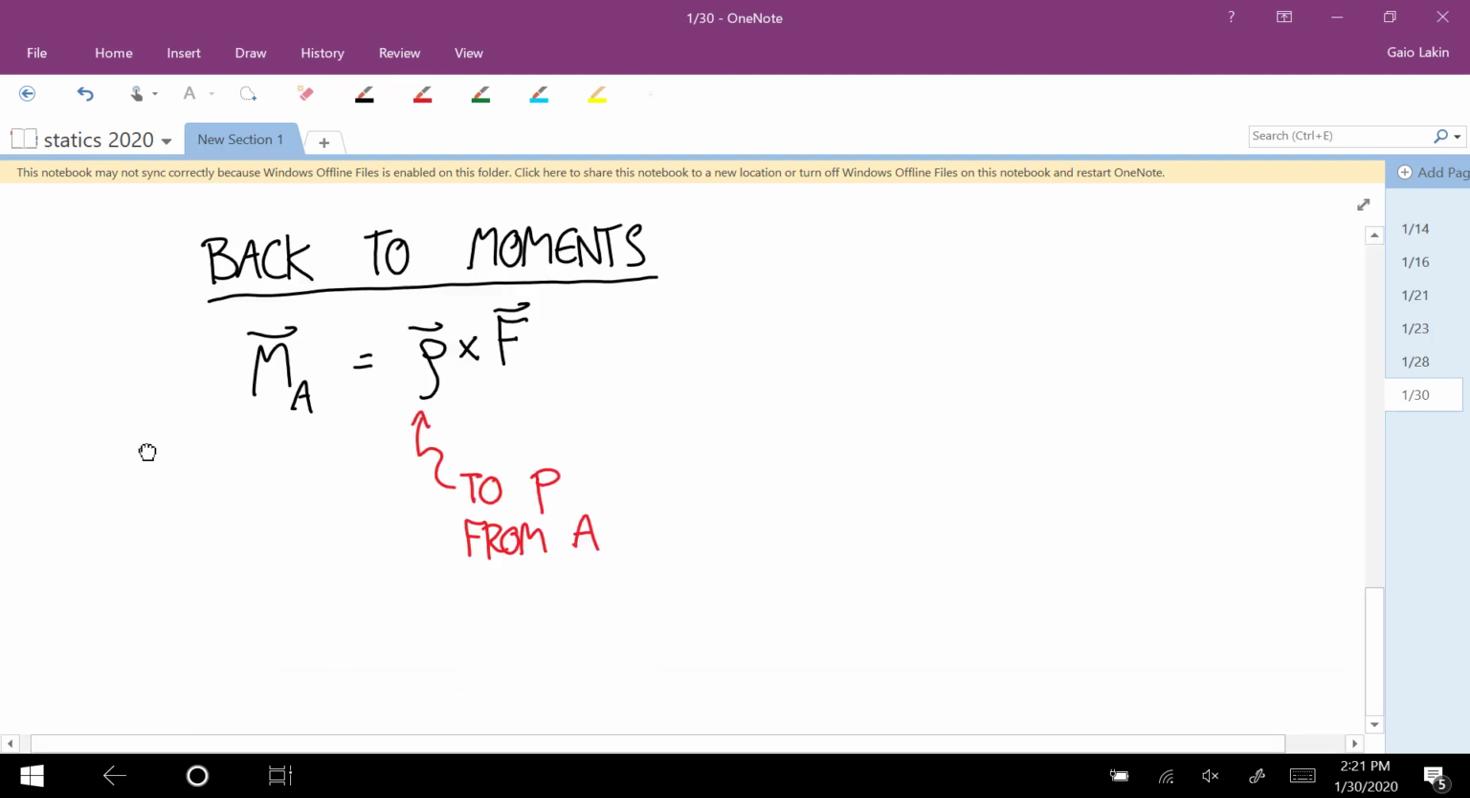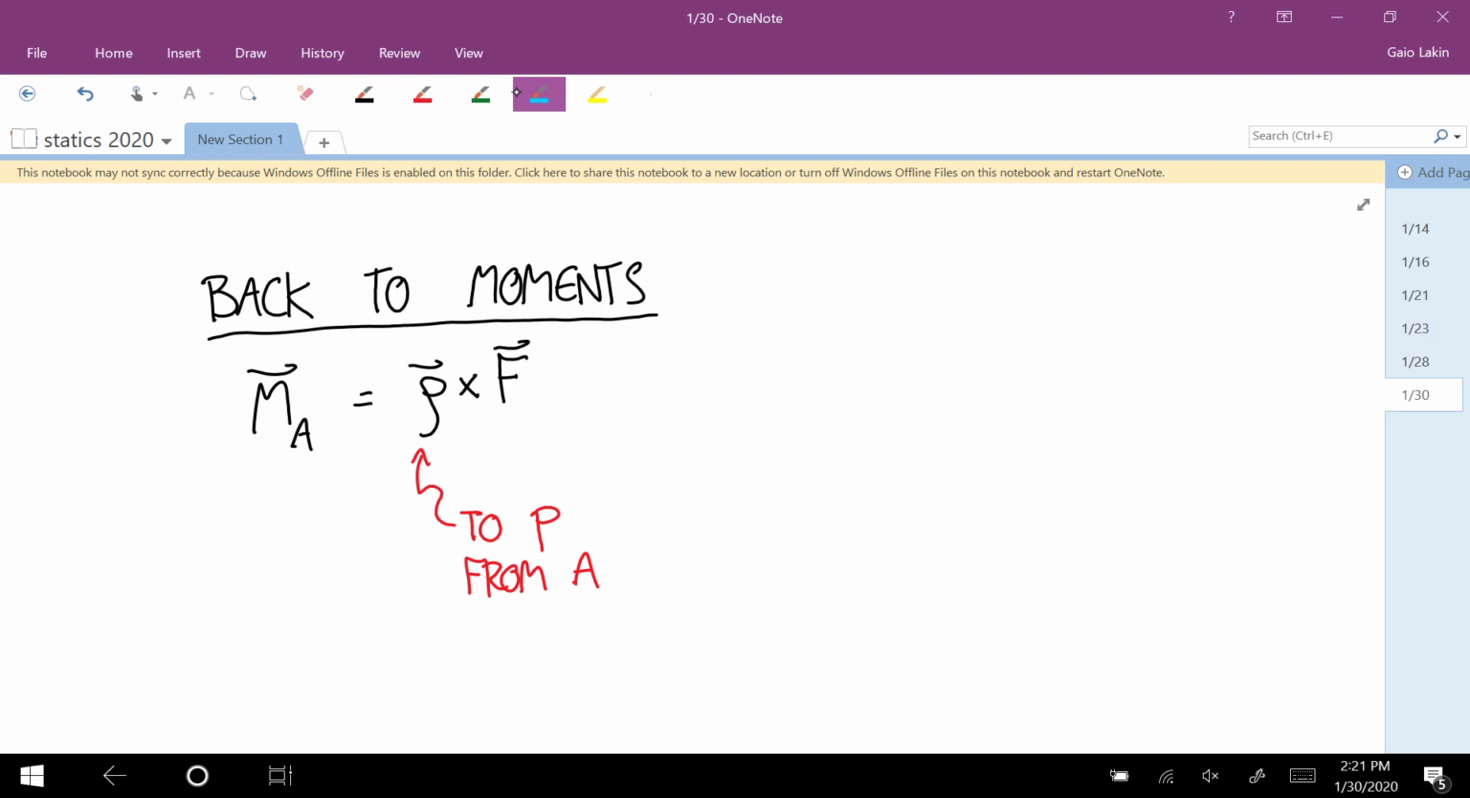There's one thing that I want you to have intuition about, the direction of this moment. So notice that a moment is always a vector. A vector has a magnitude and a direction. And we'll sometimes use simplifications where we treat it like it's a scalar, but it's always a vector. So I want you to have in mind what the direction is.